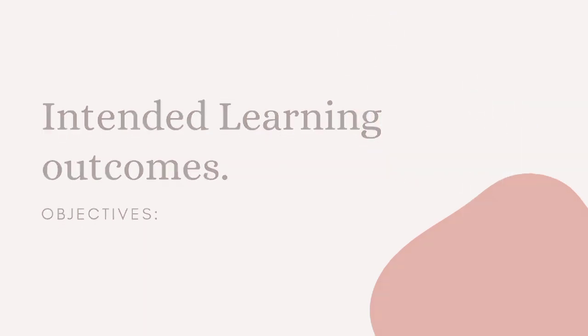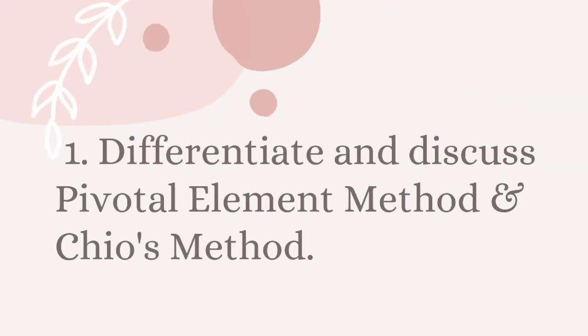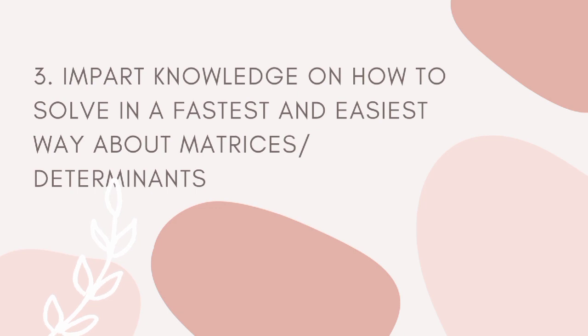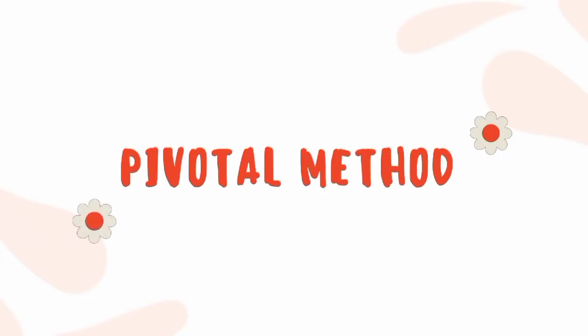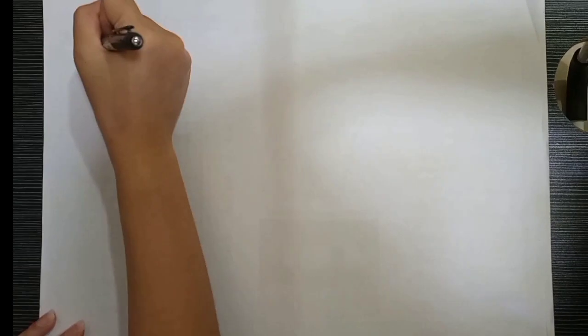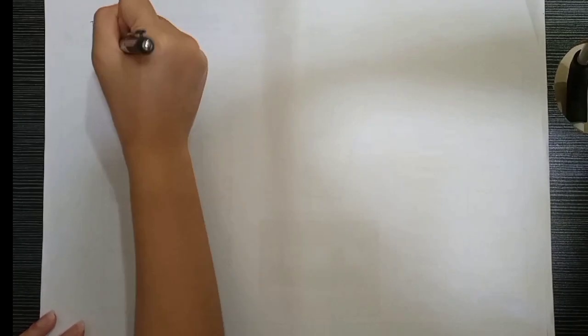And the Chio's method in solving determinants. The pivotal method is another useful method in solving determinants, or a way of evaluating especially higher order determinants. How this pivotal method works, let us illustrate.